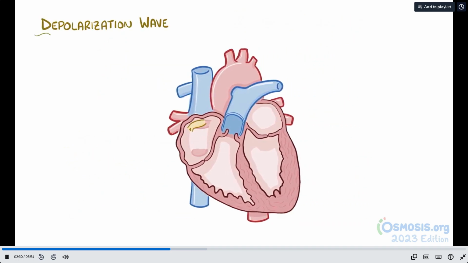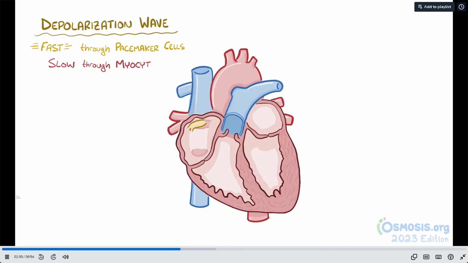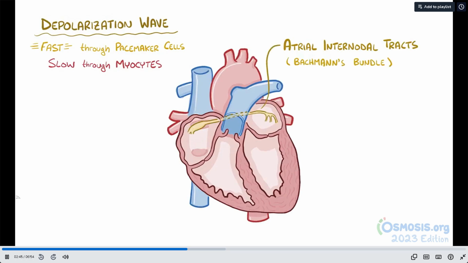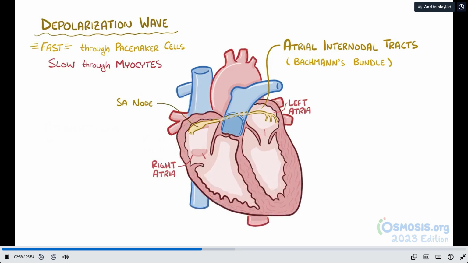The depolarization wave that comes out of the SA node moves really fast through the pacemaker cells throughout the heart, and moves more slowly through the atrial and ventricular myocytes. Some pacemakers lie along atrial internodal tracts, also called Bachmann's bundle, which connects the SA node to spots in the right and left atria, so that the depolarization wave can quickly reach atrial myocytes in both atria. When the atrial myocytes get depolarized, they contract, which pushes blood from the atria into the ventricles.